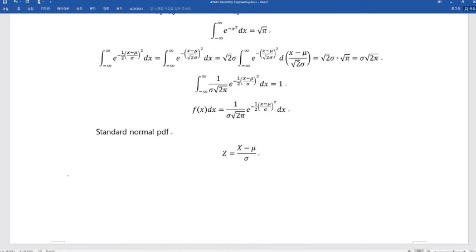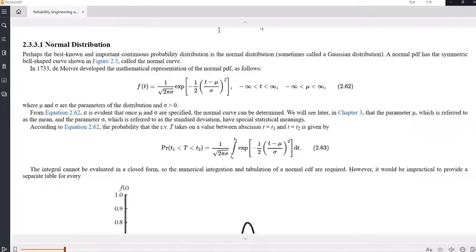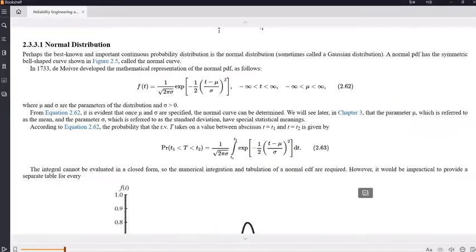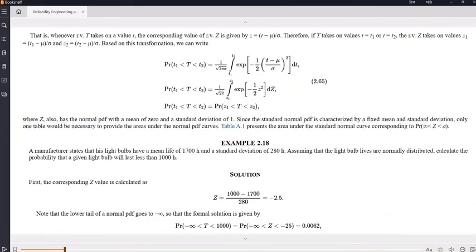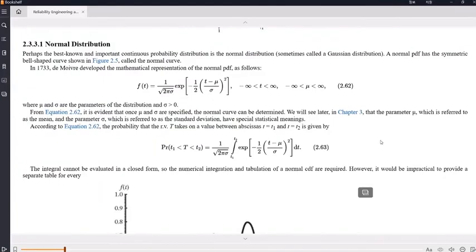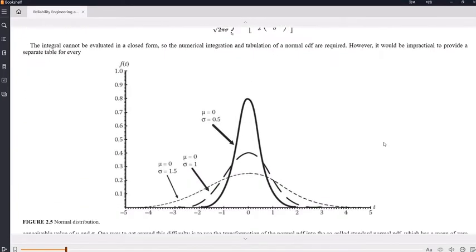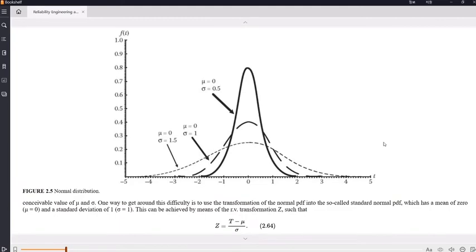So the normal distribution, of course, is an important distribution that is widely used in statistics. And also, it becomes the basis for the distribution that we are going to study from now on, something called the log normal distribution. So this is how normal distributions look like.